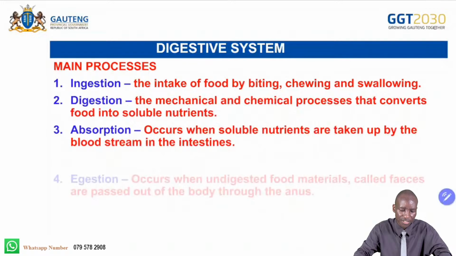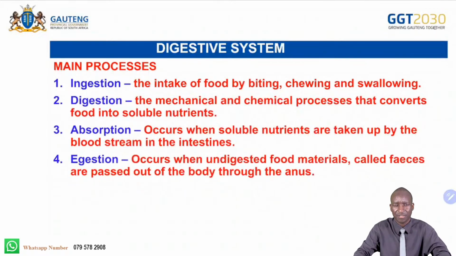Then the last process, we're talking about egestion. This occurs when undigested food materials called feces are passed out of the body through the anus. So you ingest your food, have your food digested, have your food absorbed. Then that part of the food which was not digested is the one which is released from your body through the anus as feces. These are waste products of digestion.